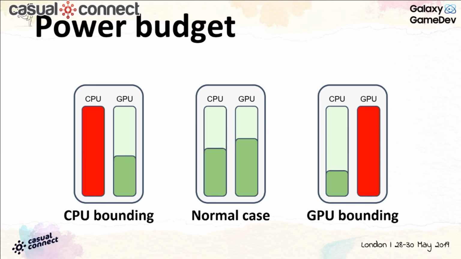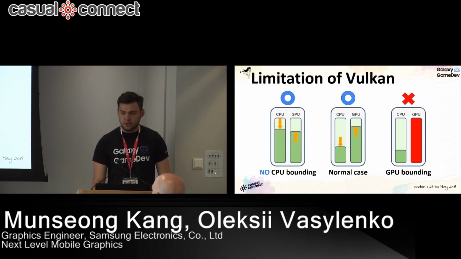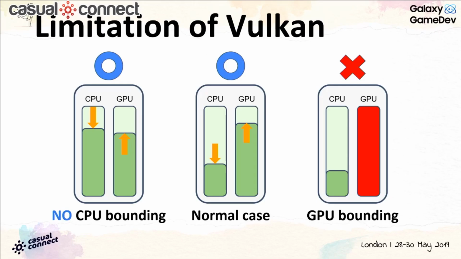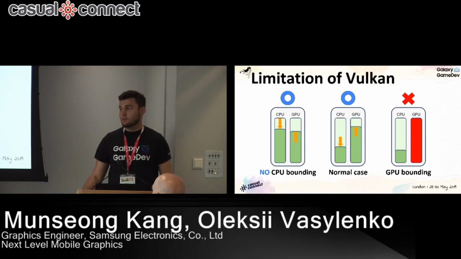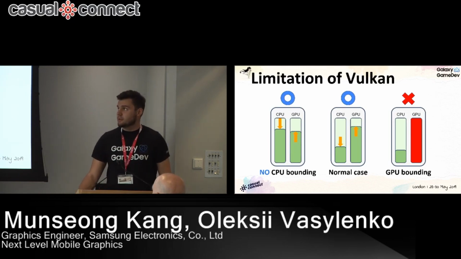Let's talk a little bit about the possible power budget and benefits you can get from Vulkan for each case. Generally there are three cases. We might be either CPU bound, GPU bound, or in the normal, not bound case, which is obviously the best one. By using the Vulkan API, you may improve your performance for the CPU bound case and for the normal case. But as the GPU hardware is still the same and the GPU rendering techniques exposed by Vulkan are almost identical to OpenGLES, it is unlikely that you will get any benefits if you are GPU bound.